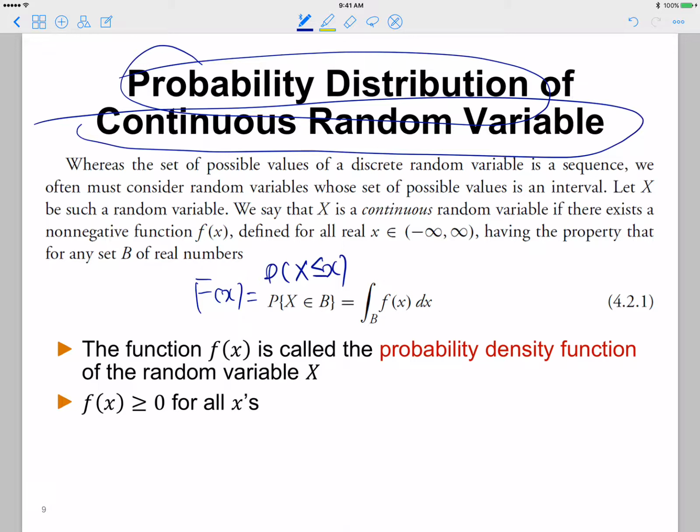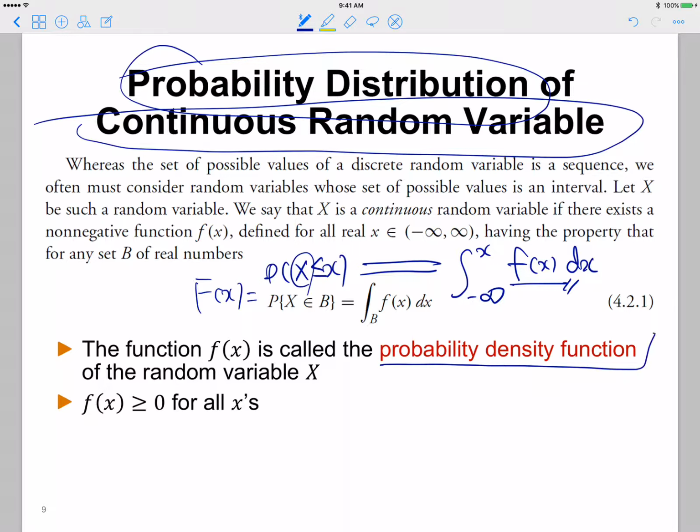Okay, and then it is now represented by the integral, because we have infinitely many possible values of our x, because x is not just discrete. So in that case, it is represented by this one. Then this guy is called a probability density function.